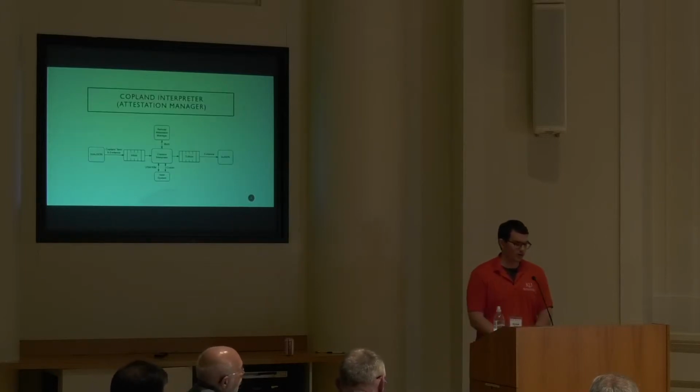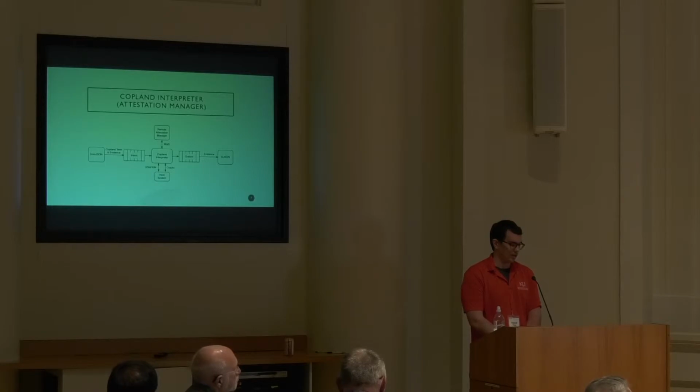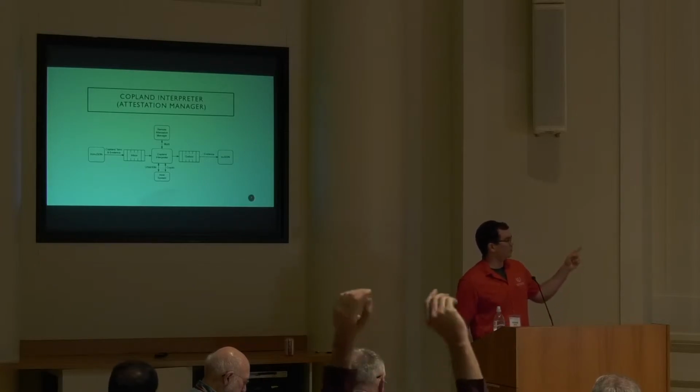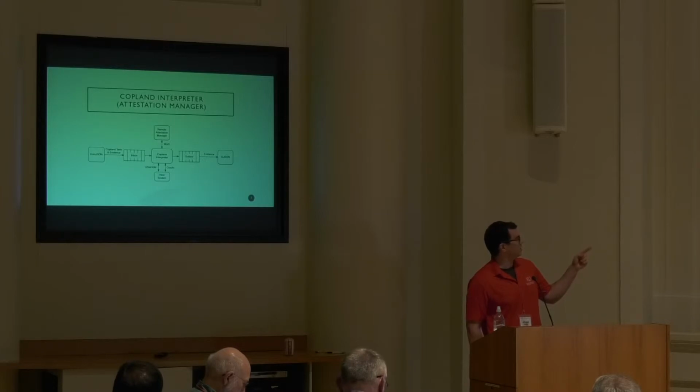So moving away from the formal semantics of Copland, I'd like to talk about our prototype attestation manager. Although the title calls it an attestation manager, I like to think of it more as a language interpreter. Here we can see the high-level structure of the interpreter itself. Starting from the left, we pass a Copland term and some initial evidence into the interpreter, and the interpreter dispatches system measurements and crypto operations to its host system.